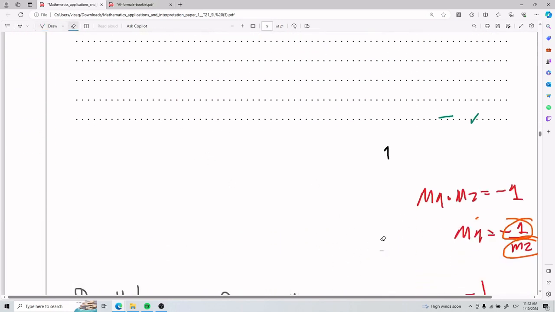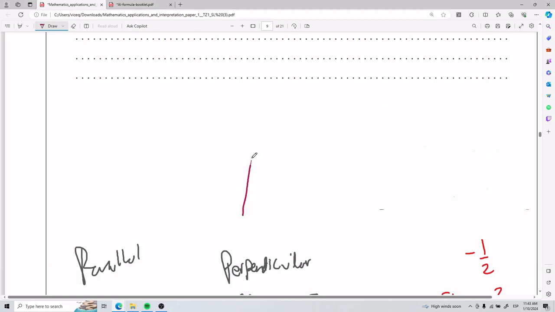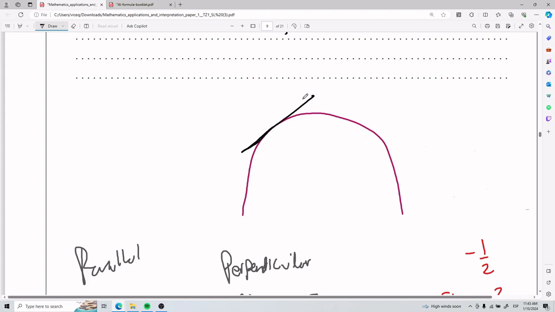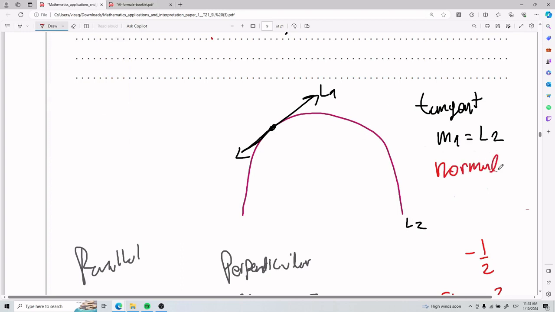Remember how I said that you can have a line that is tangent. So let's say you have this parabola, you have this guy here that is tangent. So there's a scenario where it's tangent. You have the slope of the first line being equal to the slope of the second line. When you have a normal, I'm going to put it in red, when you have a normal, the slope of the first one is equal to the slope of the second. I'm not sure why I put an L there.